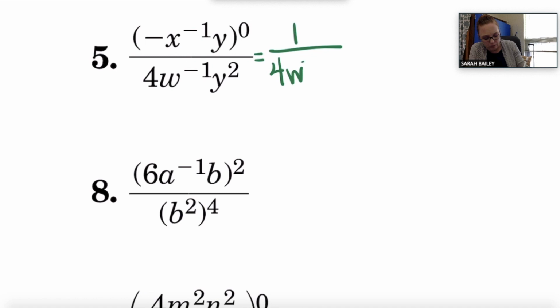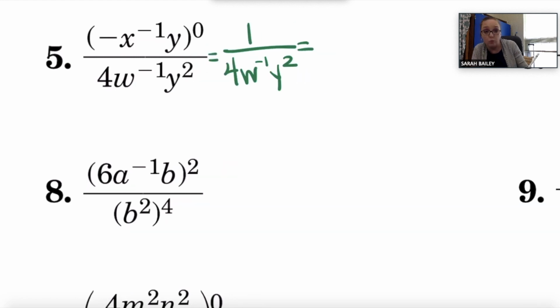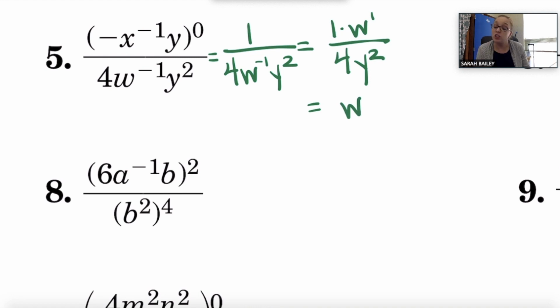And then on the bottom, there's not really anything to do there exactly, except that I noticed that I have a negative exponent in my denominator. That w to the negative 1 needs to be moved up to my numerator. So that's going to be 1 times w to the 1st in the numerator. And my denominator will stay as 4y squared. The only thing I would do different here is 1 times anything is anything. So that leaves me with w to the 1st, which is just w. So my final answer is going to be w over 4y squared.